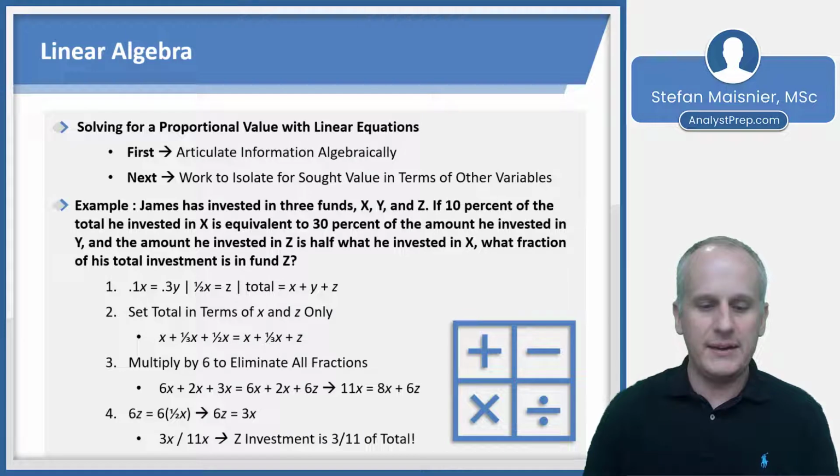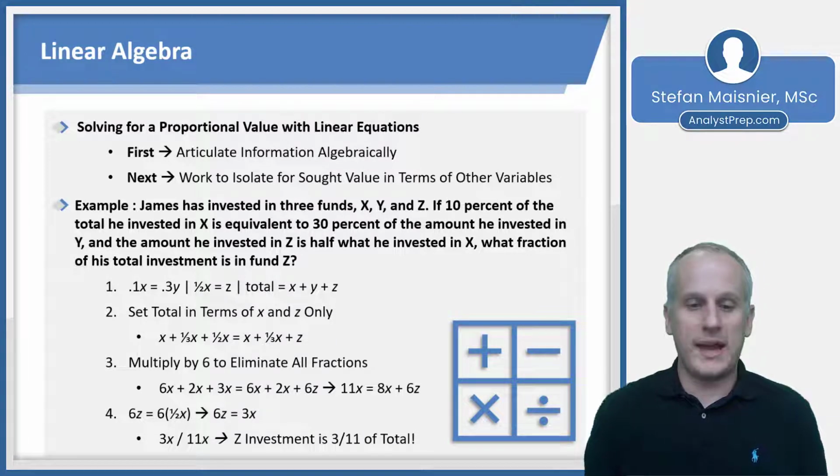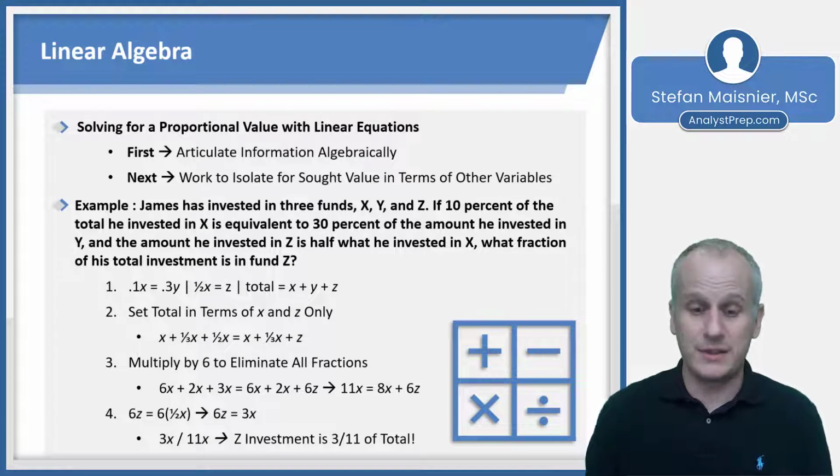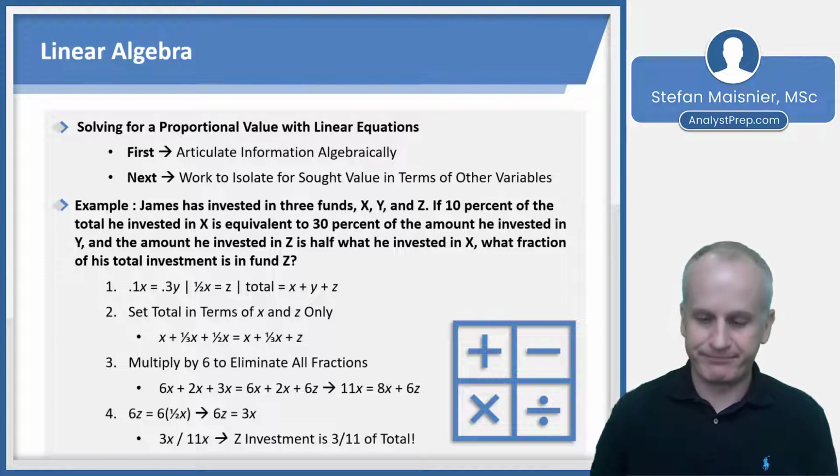So then we know that 3x out of 11x is what we have, because the total on the left-hand side was 11x. That's the total all in x's. And we know that z being equal to 3x, or the 6z, the total, means that the z investment is 3/11ths of the total, and that's how we could solve this problem without having to plug in anything, and by technically manipulating to just get the 2 variables in terms of each other that we needed.